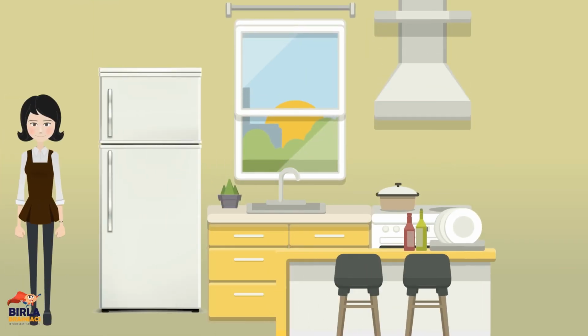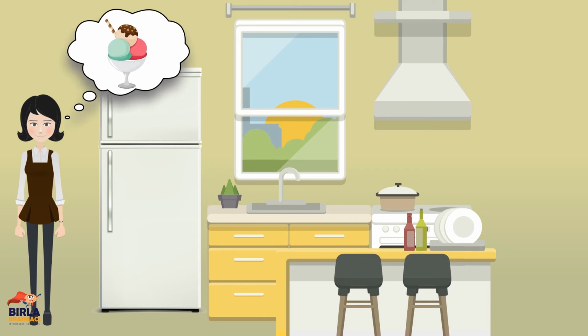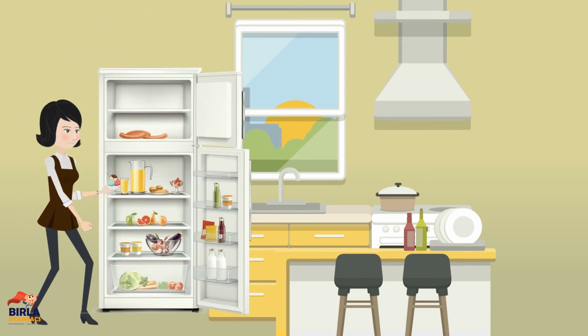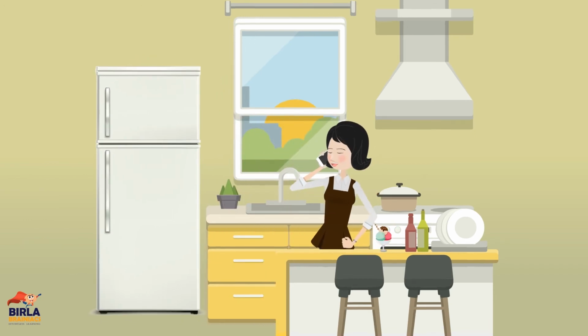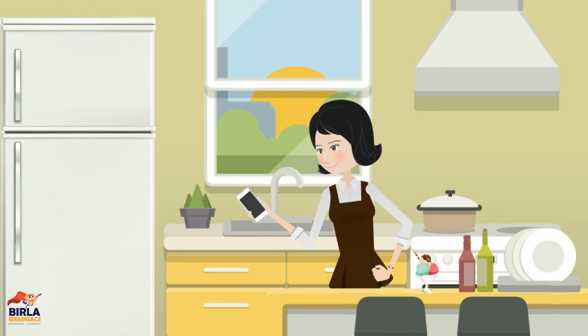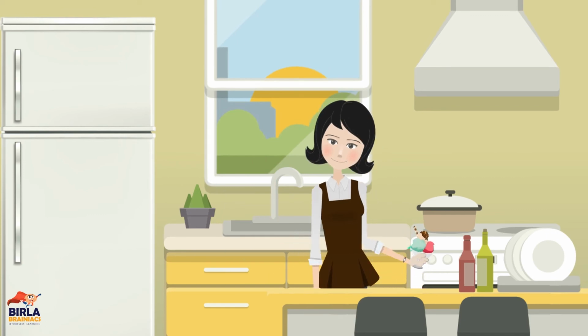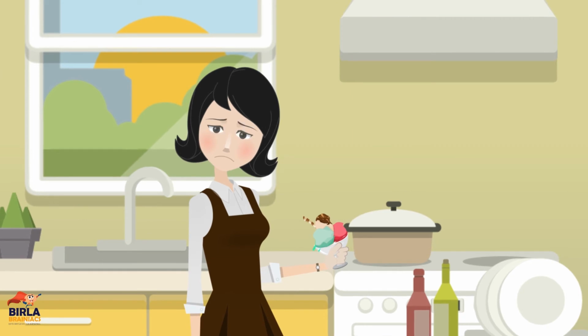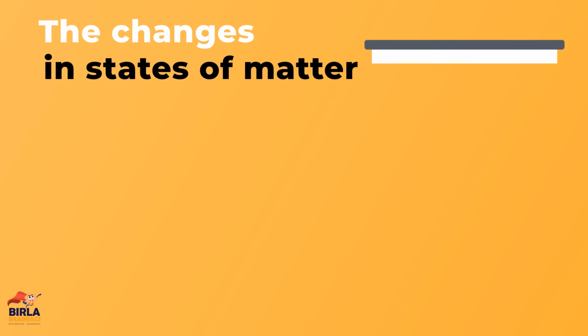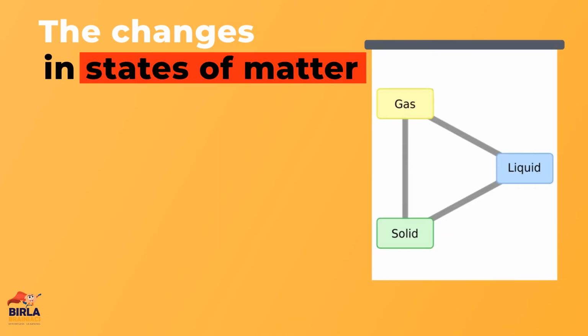Being summertime, Naisha thinks of eating an ice cream. She takes it out of the freezer, but just then she gets an important phone call. After she has attended the call, she observes that the ice cream has started melting. So we observe that the matter can change its state easily. We are now going to study about the changes in states of matter.